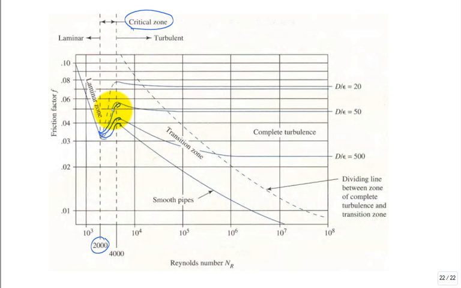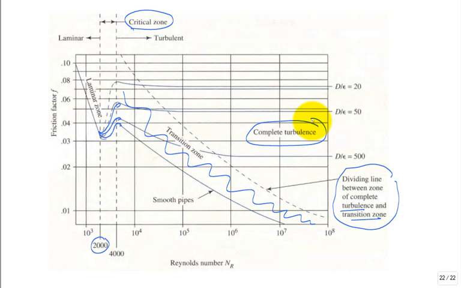That's about it. Here, dividing line between zone of complete turbulence and transition zone. This is your transition zone, and then complete turbulence. Do I like this terminology of complete turbulence? No, I'd rather say something about Reynolds number independent zone, because it's not dependent on the Reynolds number anymore.